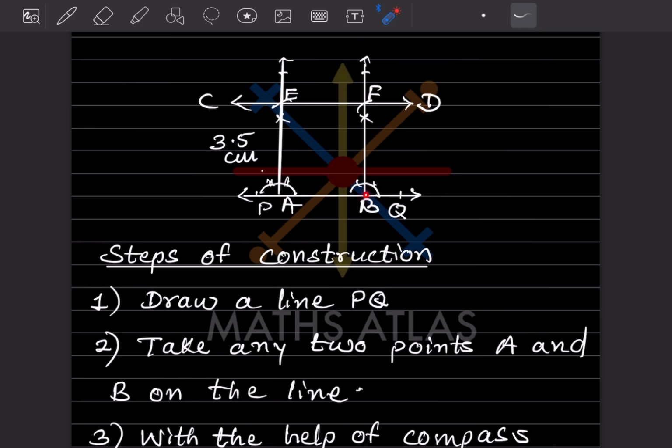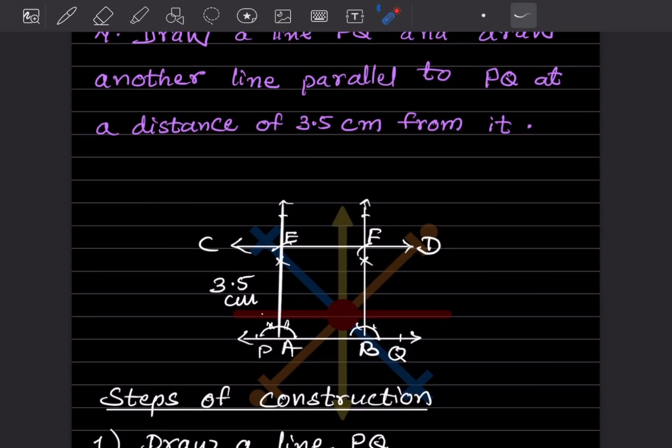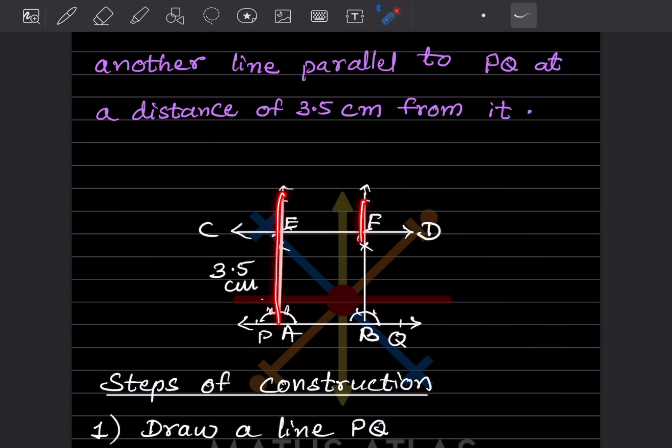Same you will do for B. You will draw an arc and cut this arc into 2 parts. Taking this as center, draw an arc over here. Taking this as center, draw an arc over here. Then you will join the line. So this will be 90 degree. Now the construction of 90 degree is done.